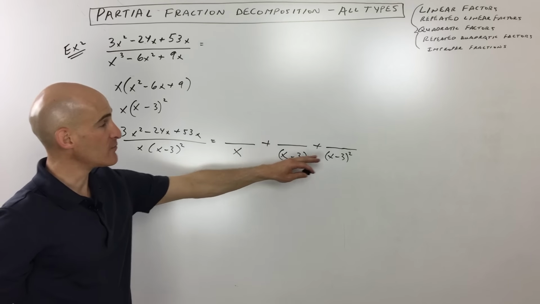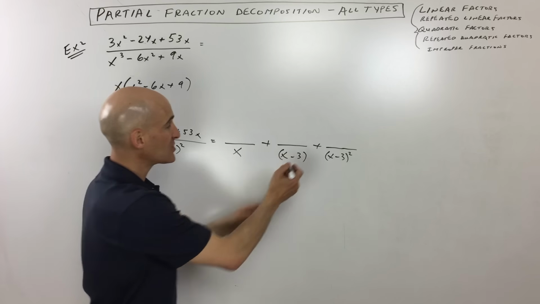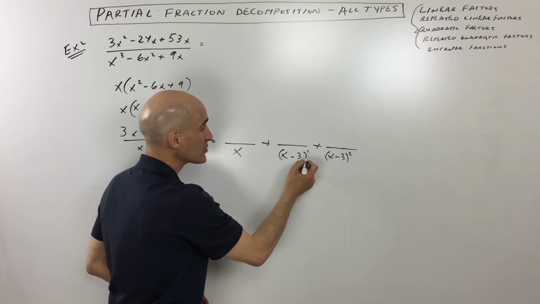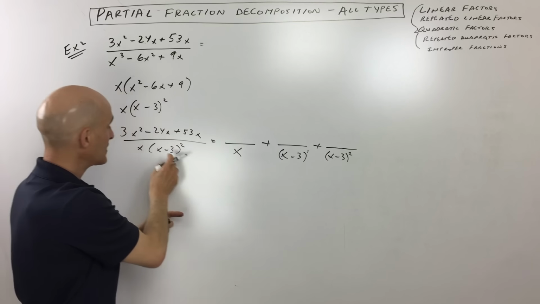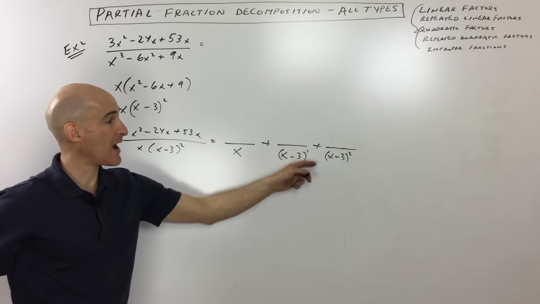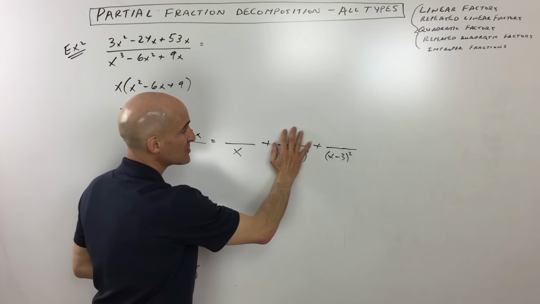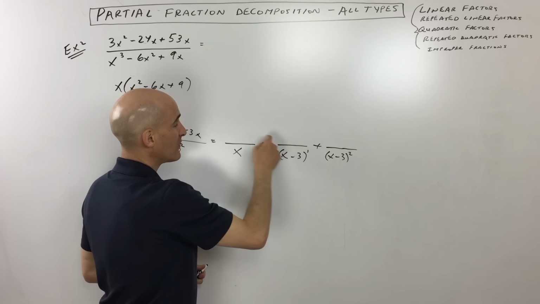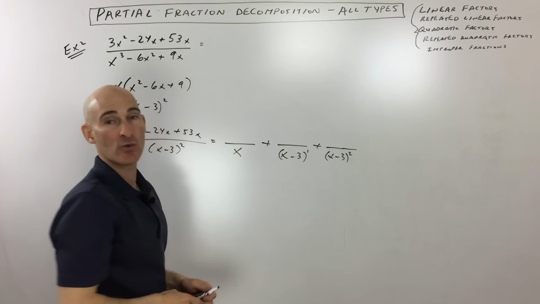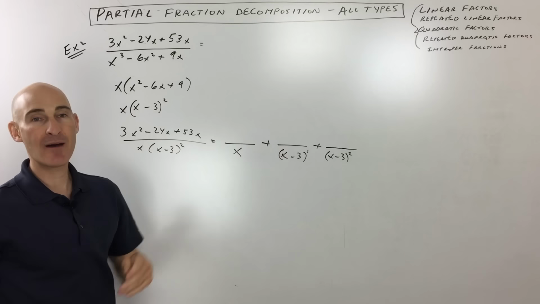So the key when you have a repeated linear factor is you want to include not just x minus 3 squared, but also x minus 3 to the first, because when you combine these together to get a common denominator, you're going to get that x minus 3 squared. If you're working backwards, we don't know. It's possible that this term could actually be 0, and maybe we just have this fraction and this fraction, but we won't know until we sort this out by clearing the denominators and solving.